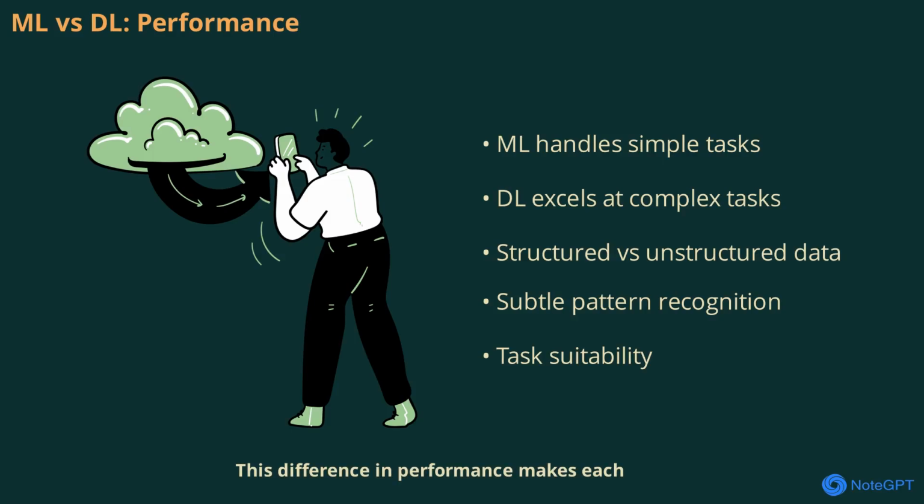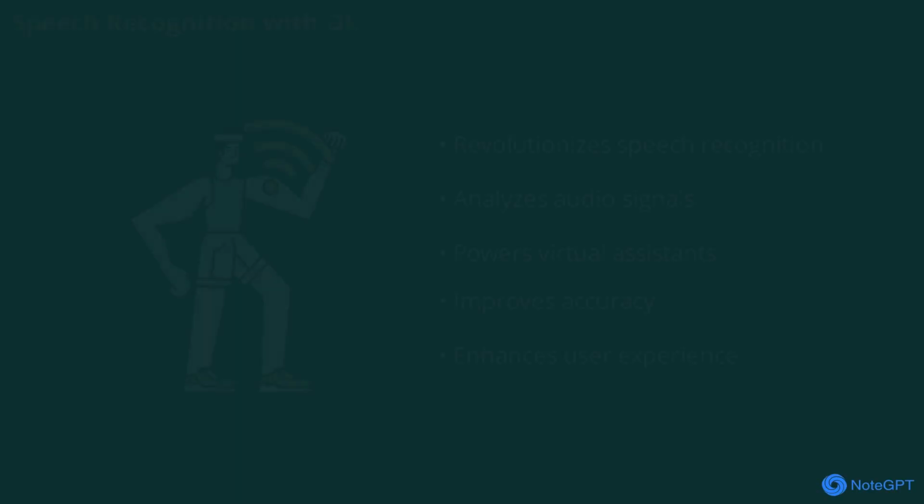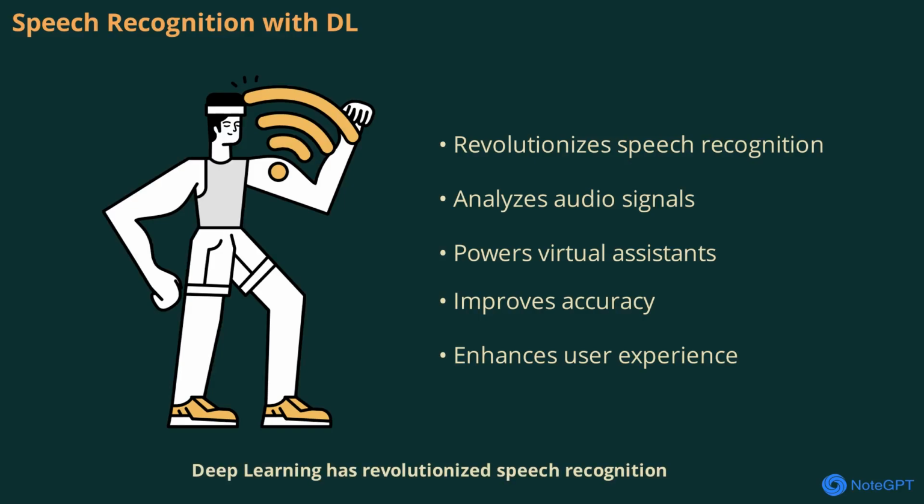This difference in performance makes each approach suitable for specific types of challenges. Deep learning has revolutionized speech recognition. By using neural networks with many layers, DL models can analyze audio signals and understand spoken language. This technology powers virtual assistants, voice-controlled devices, and automated transcription services.